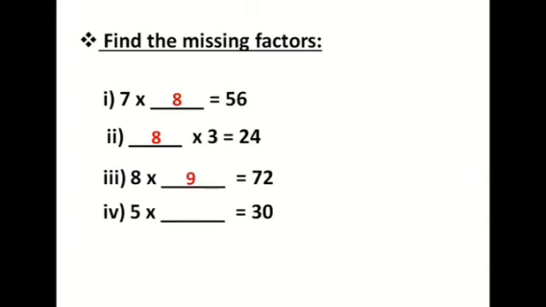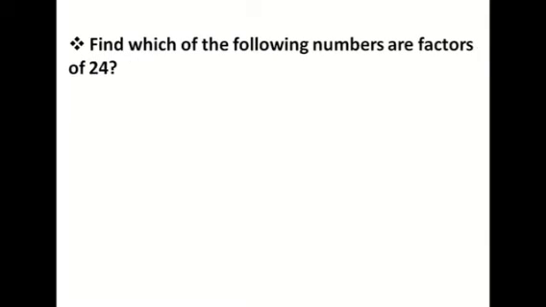Go for the fourth one. 5 into dash equals 30. So 5 6s are 30. Now the fifth one. Dash into 6 equals 72. So 12 6s are 72. I hope you all have done it with me. Look at the next question.